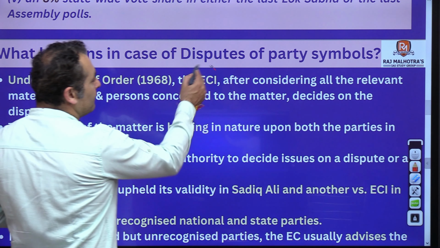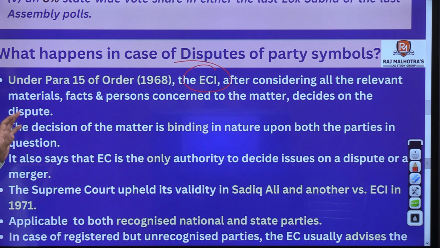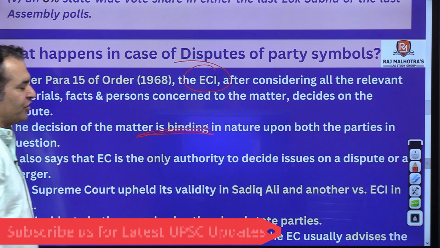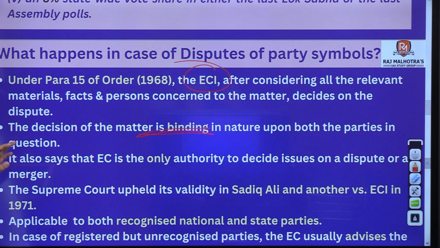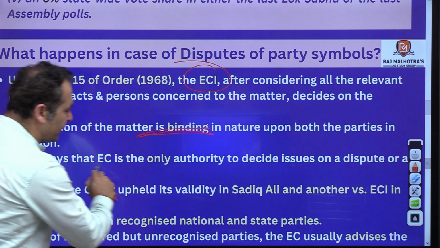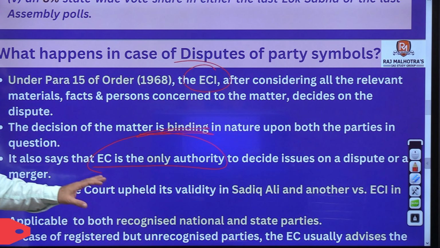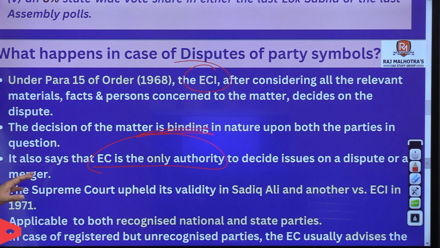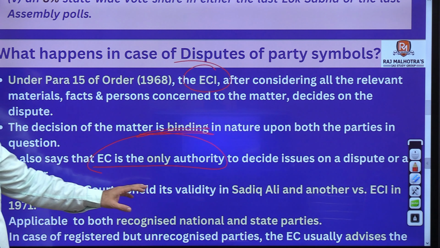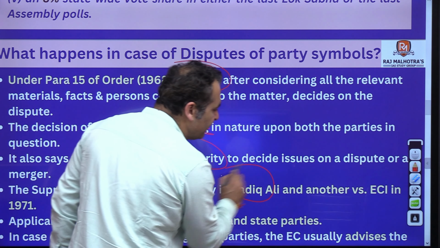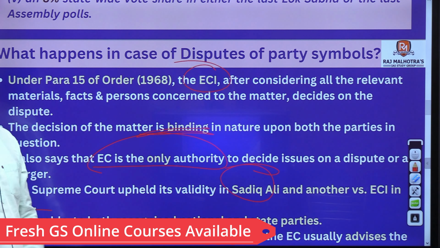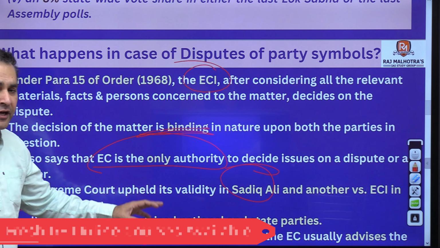So the Election Commission has been empowered. The decision of the matter is binding. So it is a binding decision, binding in nature upon both the parties in question. It also says that the Election Commission is the only authority. Simple. You cannot dispute the decisions of the Election Commission to decide issues on a dispute or a merger. The Supreme Court upheld its validity in the Sadiq Ali case, which was the 1971 case. So this case is also important because of the dispute regarding the symbol.